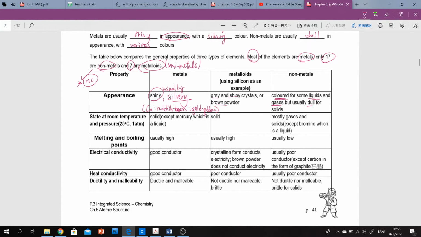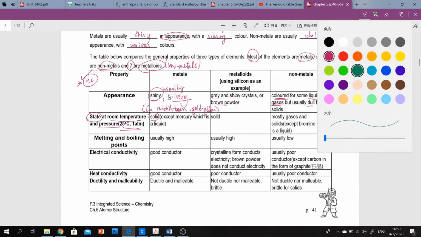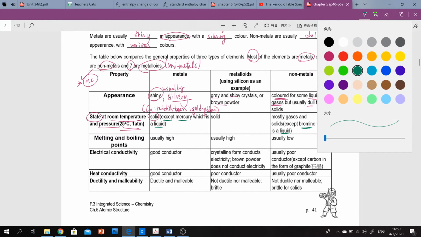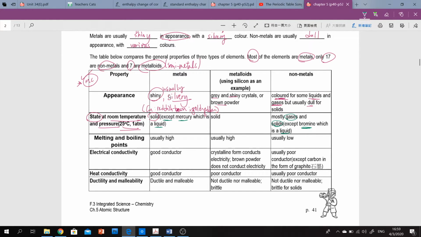Second is to talk about the physical state at room temperature and pressure. As said before, it is 25 degrees Celsius, 1 atm. So for metals, they are solid except, can you see the word exception, except mercury, which is a liquid. You may see the exception being liquid found as bromine in non-metals. Bromine is a non-metal liquid, and most of the remaining are just solids or gases. How about metalloids? They are solid.